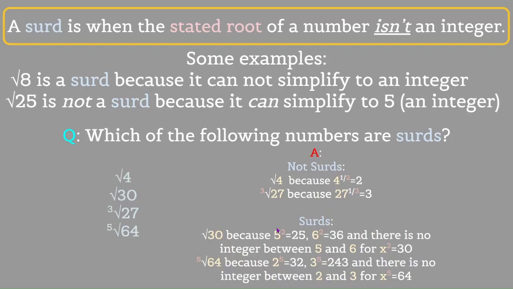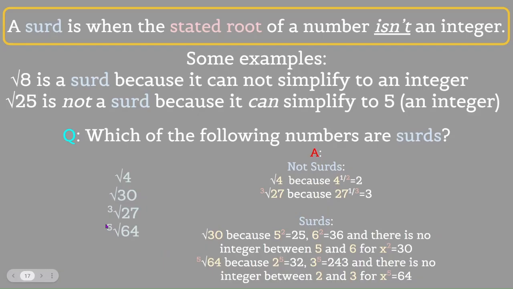So because we have these two integers that are right next to each other, and their squares are not equal to 30, we know that 30 is a surd, right? Because this is 25, lower than 30. This is 36, higher than 30. So 30 has to be a surd. There's no integer in between these that could equal 30. Same thing with 64. This one's a little bit tougher.